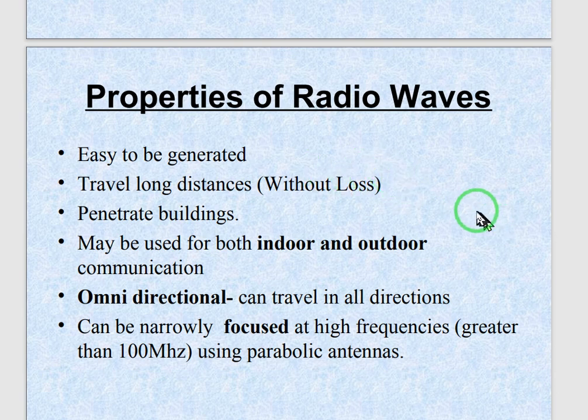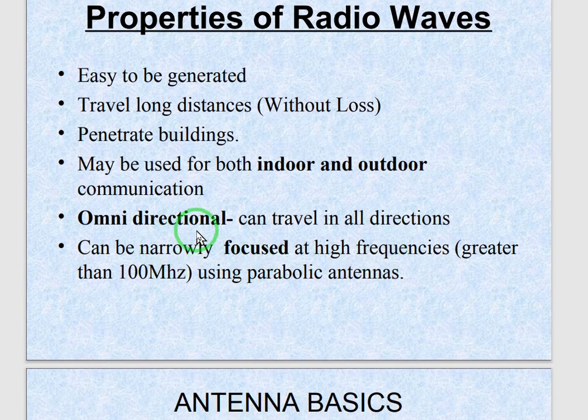The properties of radio waves that we are modeling for propagation are that they are easy to generate. They can travel long distances with minimal loss. They can penetrate buildings. They can be used for both indoor and outdoor communication. They can travel in all directions. They can be narrowly focused at higher frequencies using parabolic reflectors or antennas that have been discussed in previous lectures.